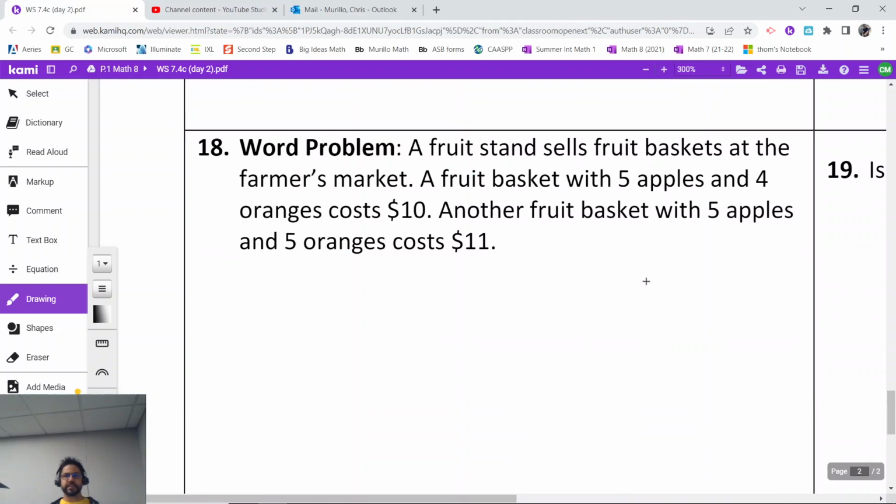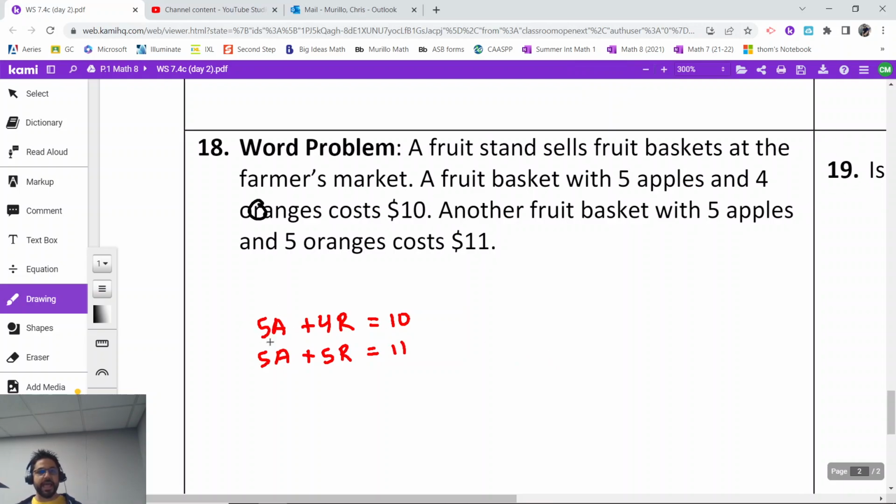It says a fruit stand sells fruit baskets at the farmer's market. A fruit basket with 5 apples and 4 oranges cost $10. Now, I don't really like the O for oranges, so maybe I'm going to say R for oranges. So we're going to say 5A plus 4R, oranges, is $10. Now the fruit basket has 5 apples. Hey, look at that, that's helpful. And 5 oranges is $11.